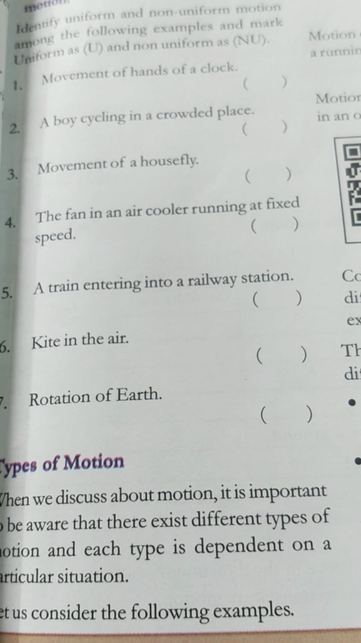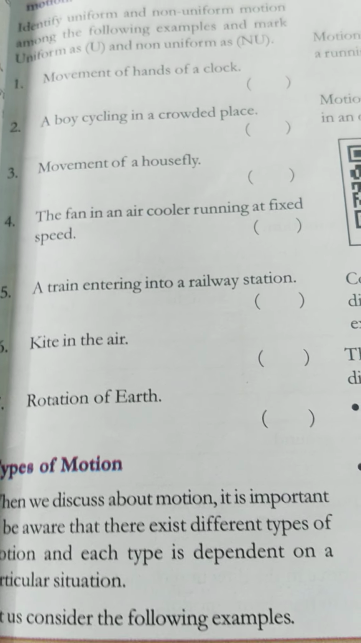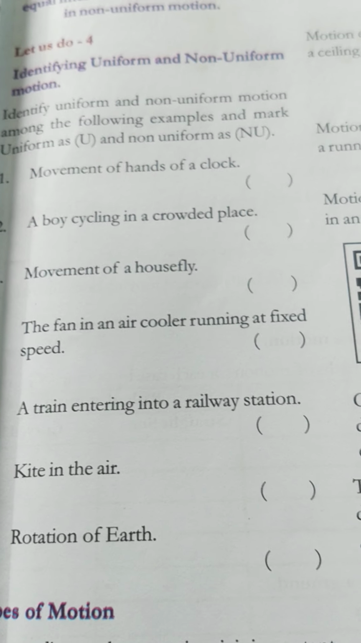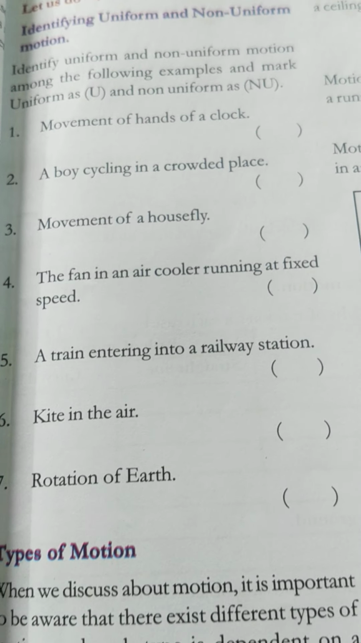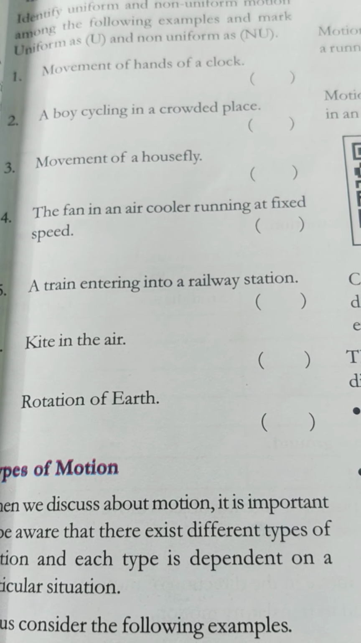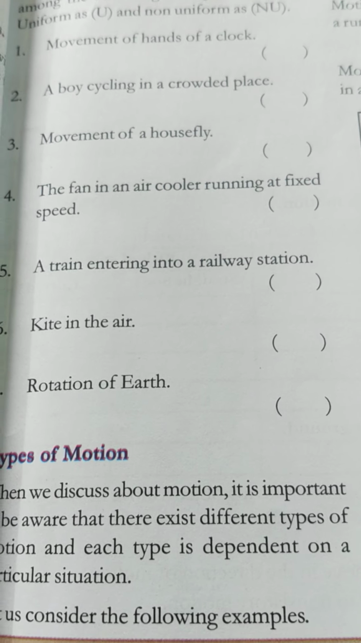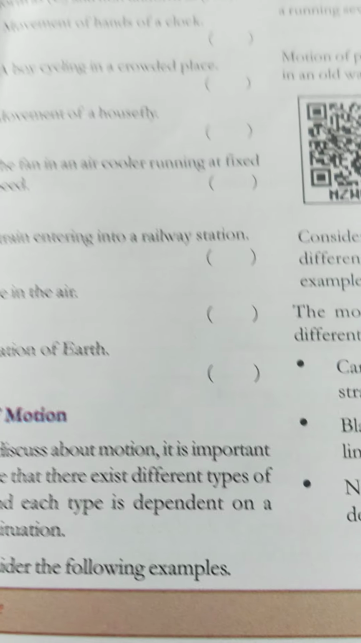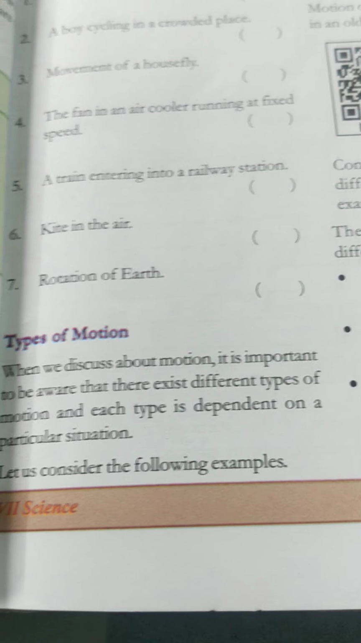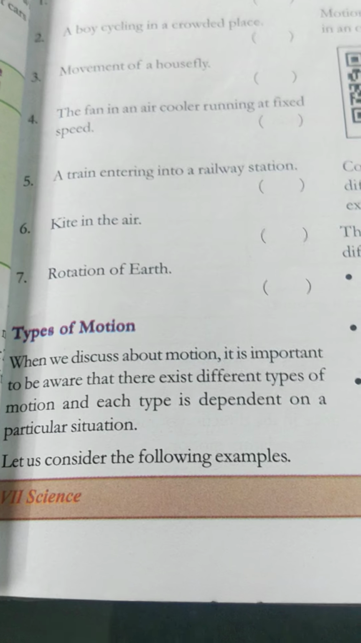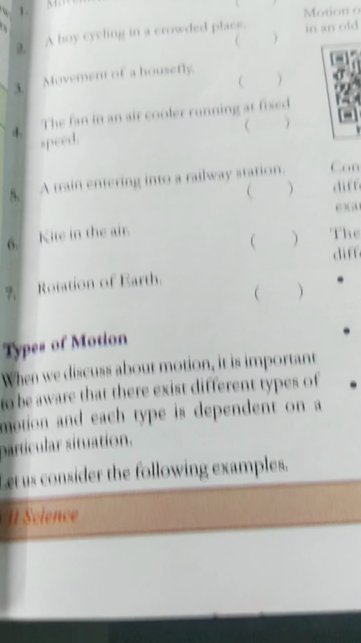A kite in the air. A kite also moves in irregular intervals, so that is also non-uniform motion. Rotation of the earth, already you know that it is uniform motion. So totally we have two types of motions, but still we have some other kinds of motions. Now we are going to discuss other kinds of motions. Let us consider the examples.